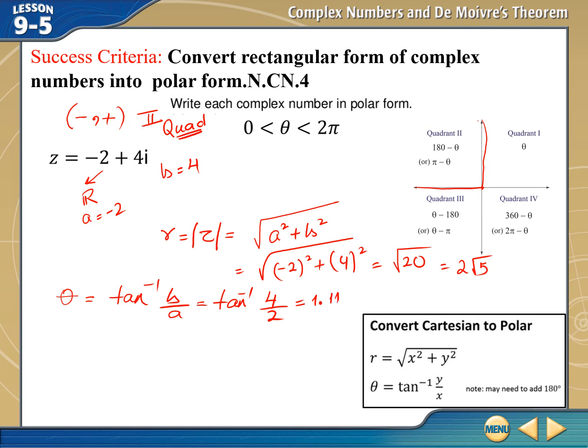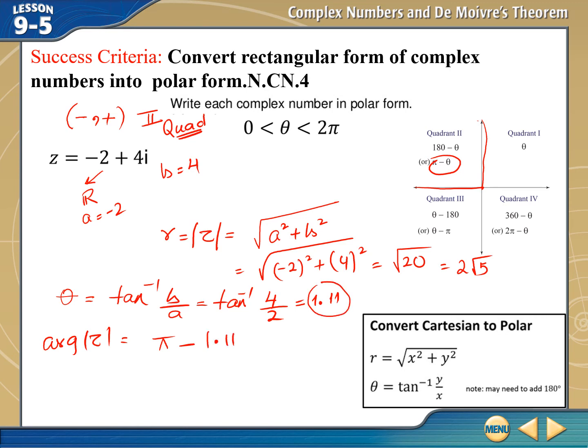Now if we find out the theta, this is in our first quadrant. So what you have to do, this is your theta. You have to find out the argument of z. For that, you have a formula in the second quadrant, that is pi minus theta. So you write down pi minus theta, with theta being the value which you get, that is 1.11.